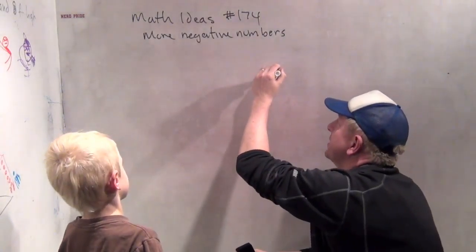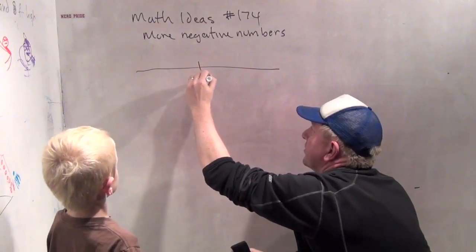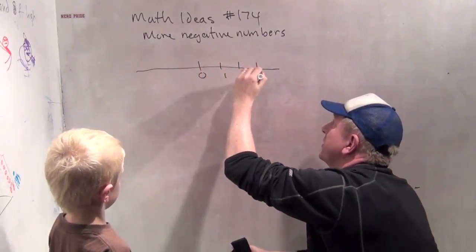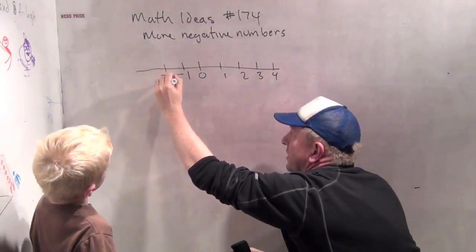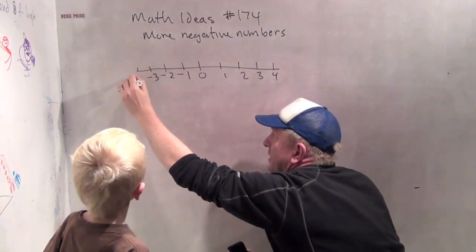We just had our number line. We started with 0 and went 1, 2, 3, 4. But we said if we go backwards, you go -1, -2, -3, -4.